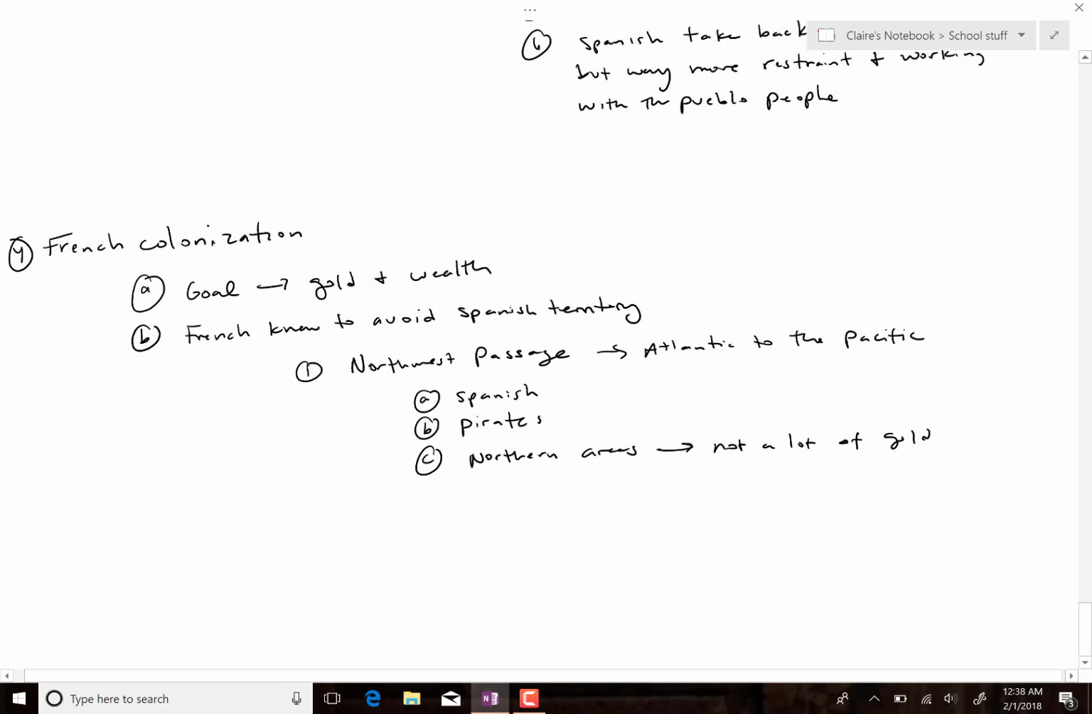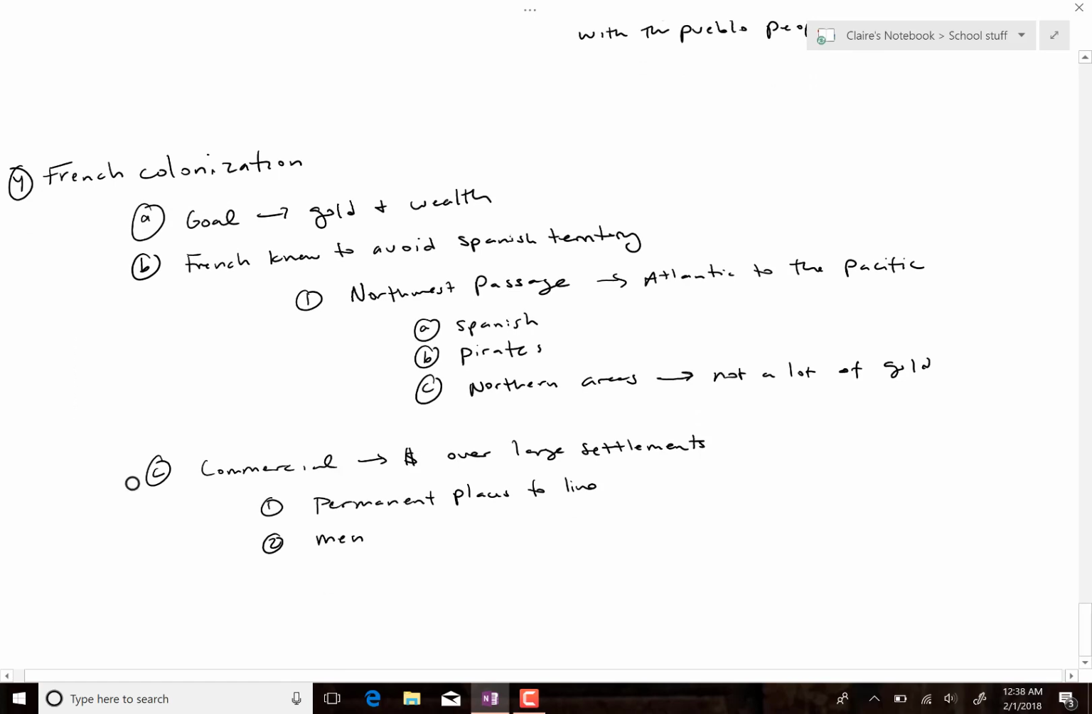So they shifted their goal, and again, the French crown didn't send massive amounts of people to settle either. The goal was commercial, right? It was money over large settlements. Their goal was never to create permanent places to live. So like the Spanish, it was mostly men. But the difference was where they focused their money: on fur trade and fishing.